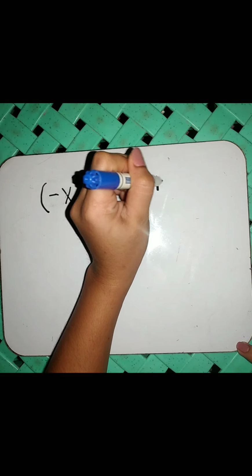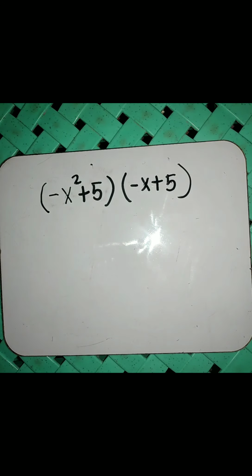Hello guys, I want to give you an idea of how to solve multiplying polynomials by memorizing a special word. First, I will write an example of polynomials: negative x squared plus 5, then negative x plus 5.